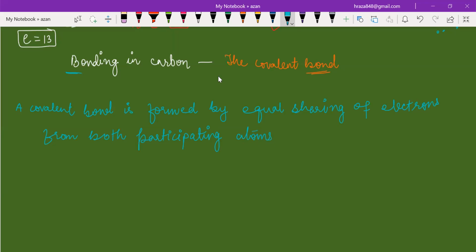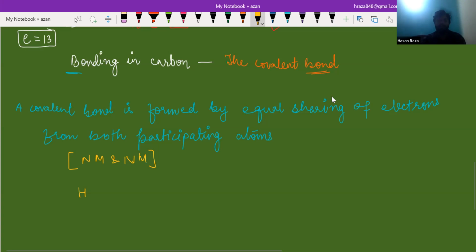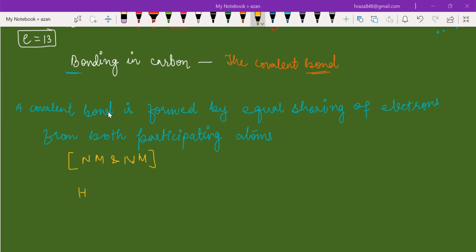And you know what? This covalent bond is generally between non-metal and non-metal. Like, can you tell me, is hydrogen a metal or non-metal?